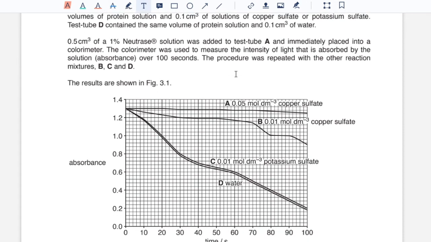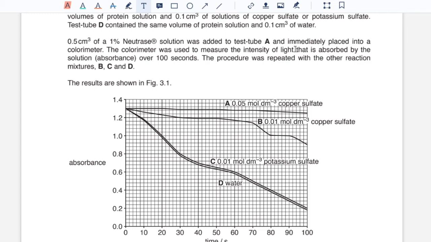0.5 cm cubed of a 1% enzyme solution was added to test tube A, which contains the substrate as well, and immediately placed into a colorimeter. The colorimeter was used to measure the intensity of light that is absorbed by the solution over hundreds of seconds. The procedure was repeated with the other reaction mixtures B, C, and D. You've got substrate in B, C, and D, and then you add the enzyme, which is going to change color from white to colorless when it hydrolyzes proteins into amino acids.